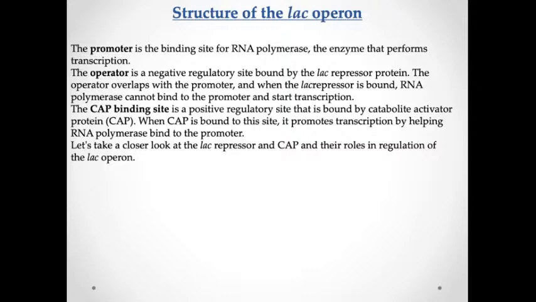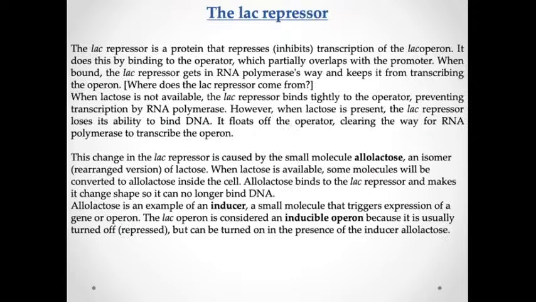The promoter is the binding site for RNA polymerase enzymes that perform transcription. The operator is a negative regulatory site bound by the Lac repressor protein, and the CAP binding site is a positive regulatory site that is bound by the catabolite activator protein. Let's take a closer look at how they work.